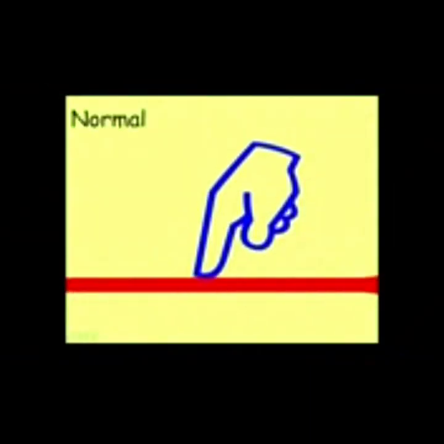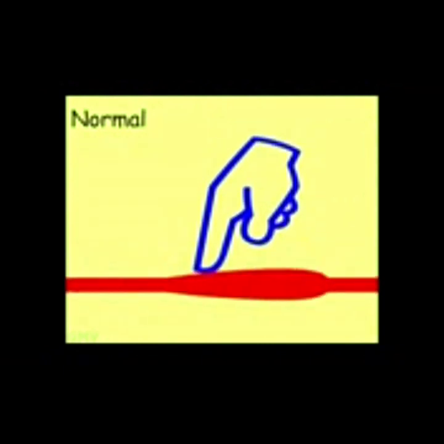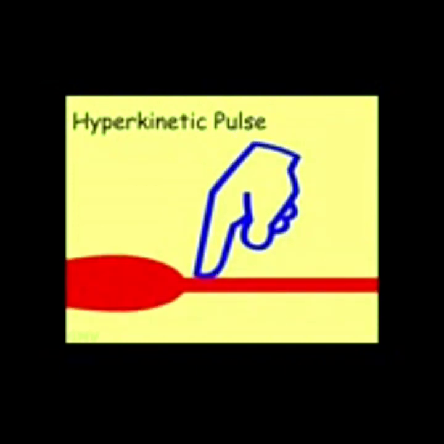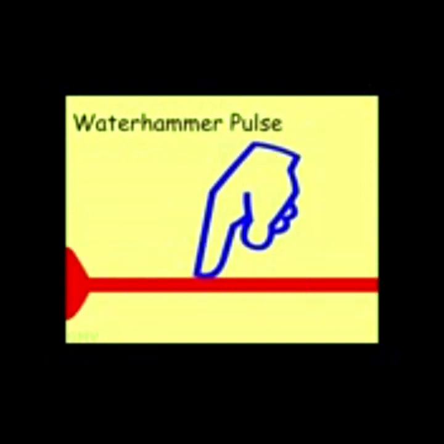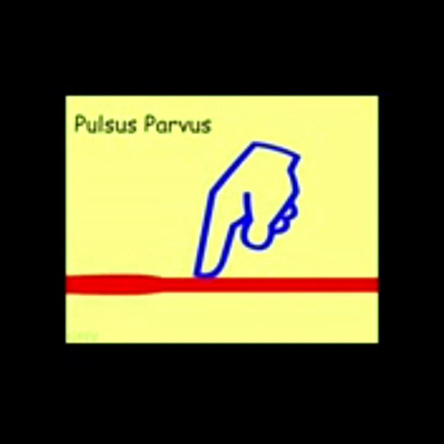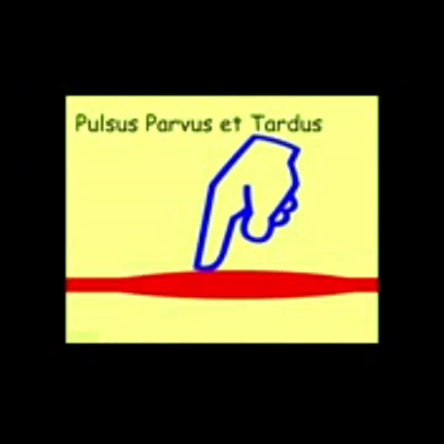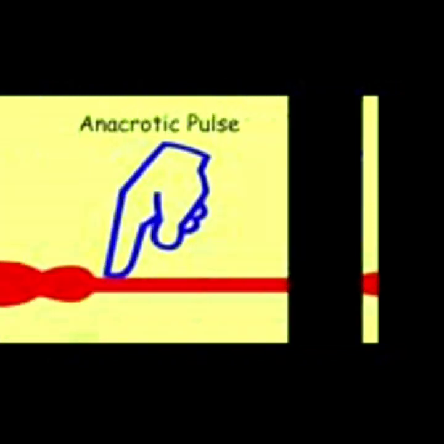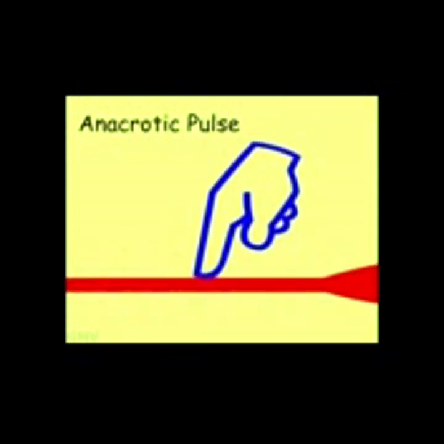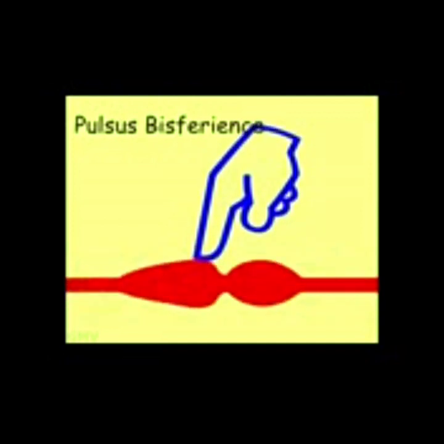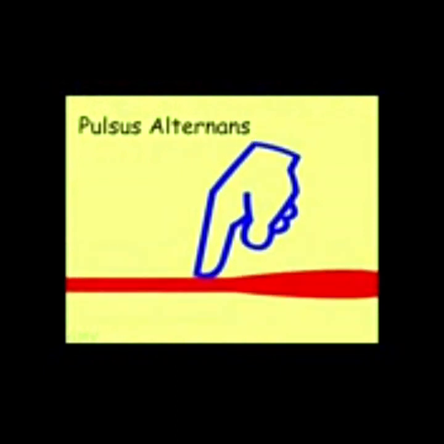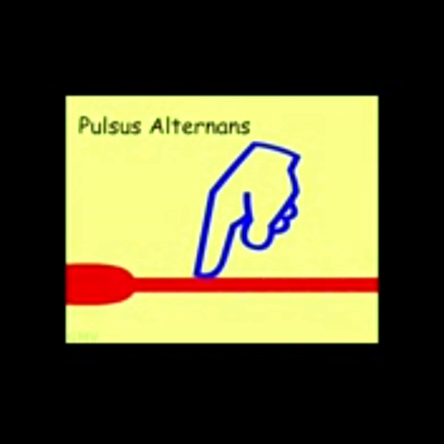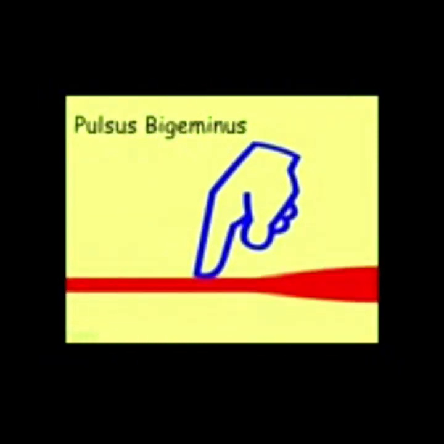Back to normal pulse as we come to the revision section. Hyperkinetic or bounding pulse, water hammer or collapsing pulse, pulsus parvus or low volume pulse, pulsus parvus et tardus, dicrotic pulse, anacrotic pulse, pulsus bisferiens, pulsus alternans, pulsus bigeminus, pulsus paradoxus.